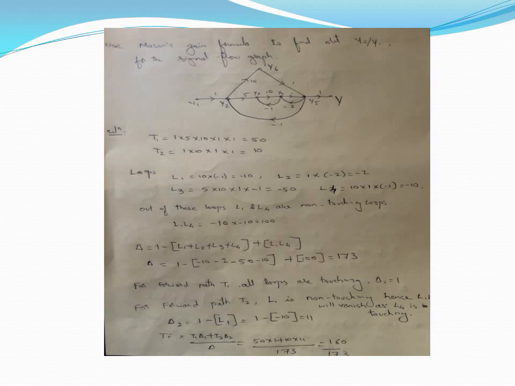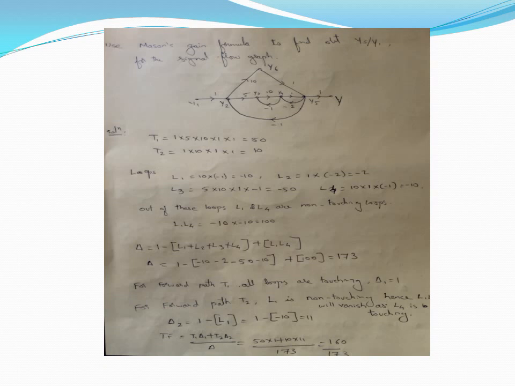So here we can see T1, there's one forward path going straight from y1, y2, y3, y4, y5 and y. So you just multiply the gains: 1 into 5, 5 into 10, 10 into 1 and 1 into 1. So if you multiply you get 50.